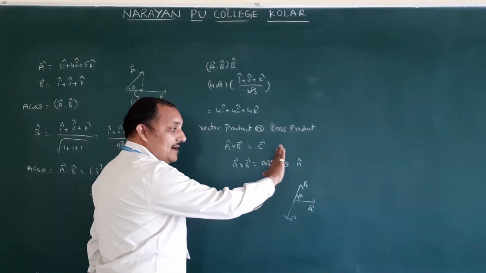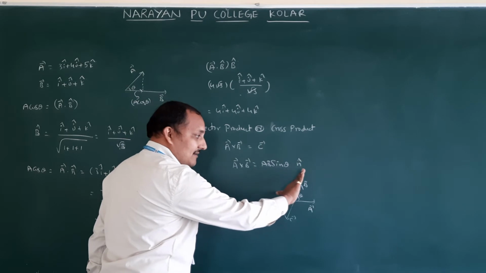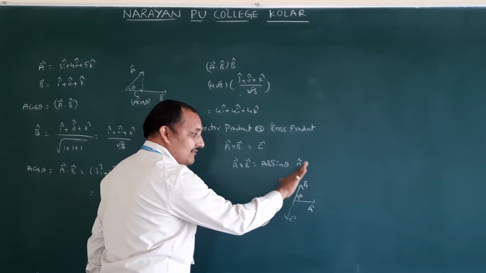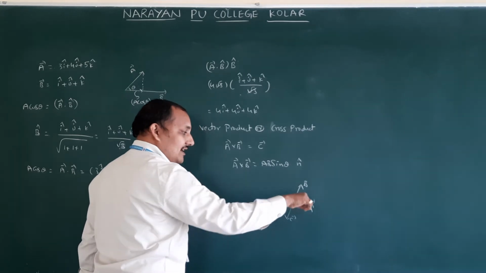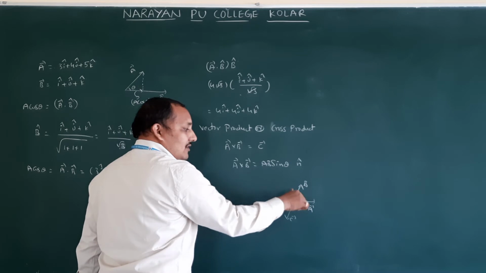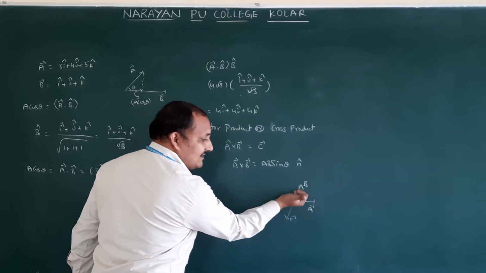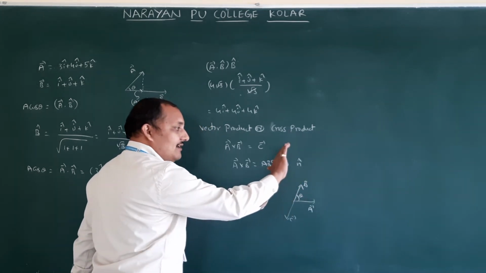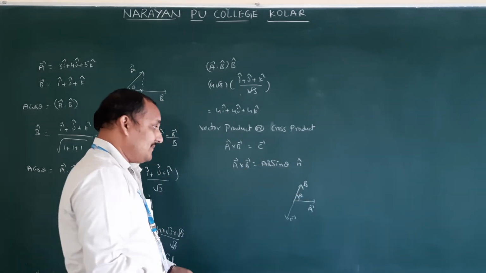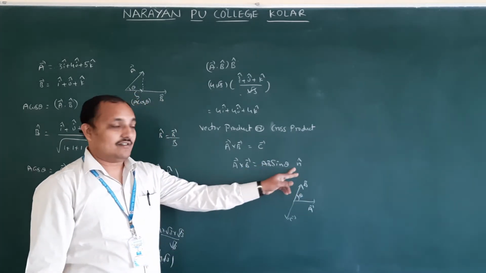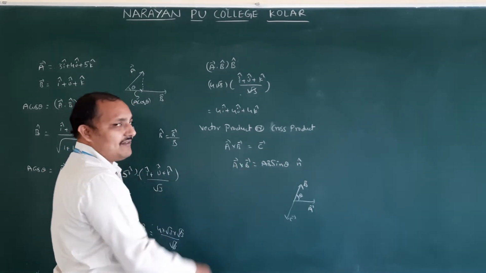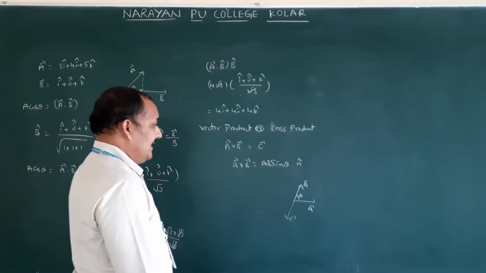If you are doing b bar plus a bar like this, clockwise, the thumb is going into the board. The direction of c bar is into the board. If it is a bar plus b bar like this, it is outside the board; if you are doing b bar plus a bar, it is into the board. I am describing the resultant direction. So this is the equation and definition; yesterday we gave the same definition.